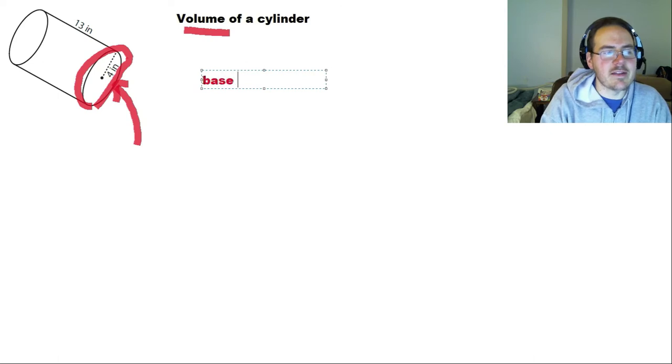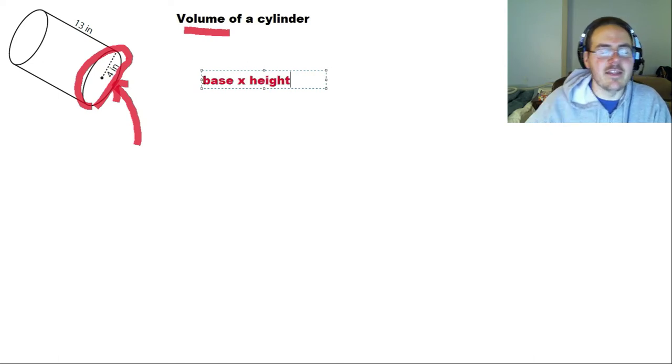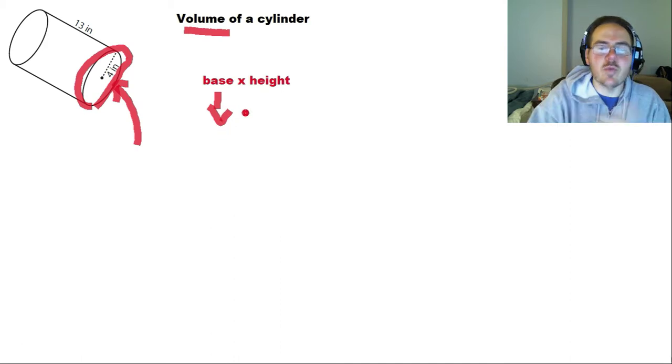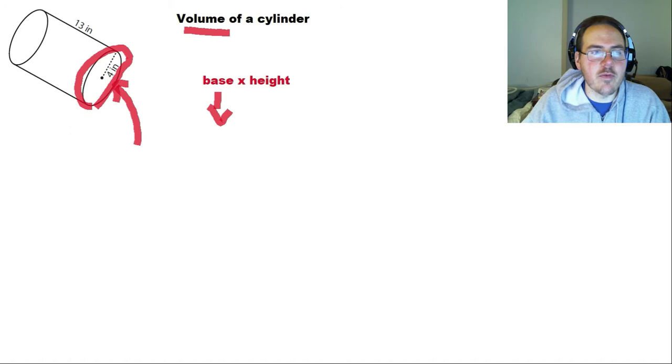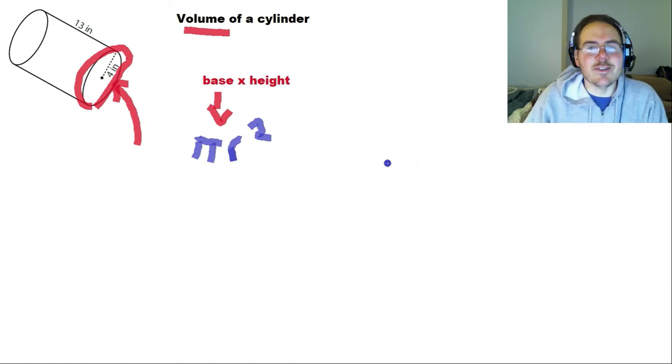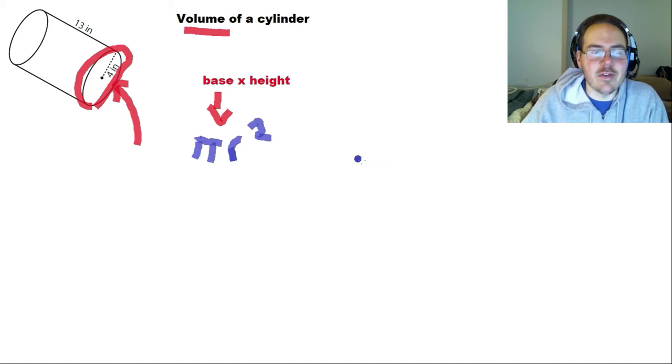So we're going to do base times height. That's the goal. Now the base of our cylinder is a circle. And as you just watched me do, the area of a circle is found through the formula of pi r squared. So we're going to start by doing the exact calculation we just learned how to do, which is find the area of the circle. And then we just have to multiply it times the height.